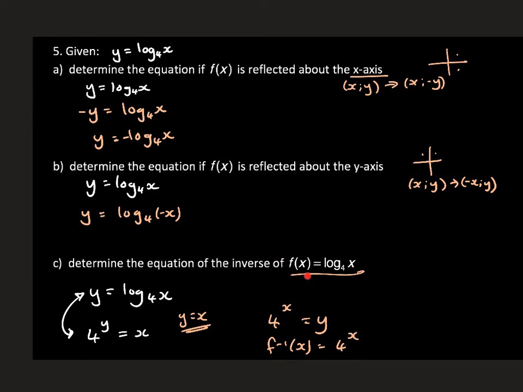To determine the equation of the inverse of f(x) is equal to log base 4 of x, if you're going to find the inverse, it's best to write it in exponential form. So y is equal to log base 4 of x becomes 4 to the power of y is equal to x. Those two things are exactly the same, right? The one's just in log form and the other in exponential form. Now, if you find the inverse, you're going to swap x and y, right? 4 to the power of x is equal to y, and now y is alone. So therefore, the inverse is 4 to the power of x.